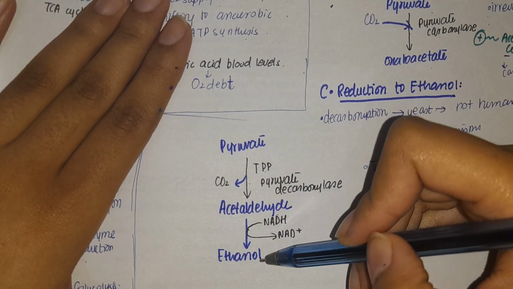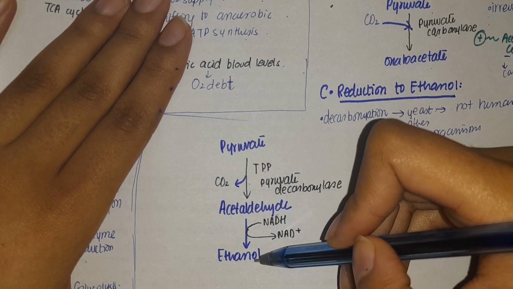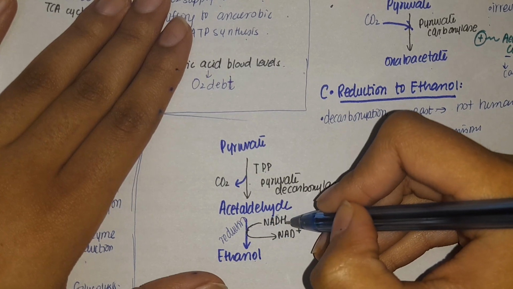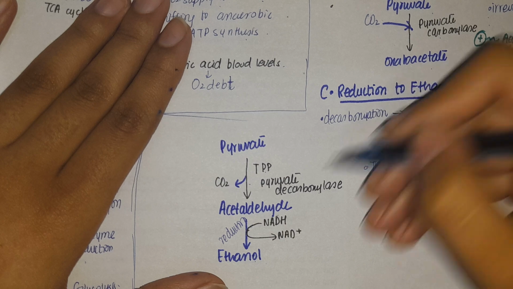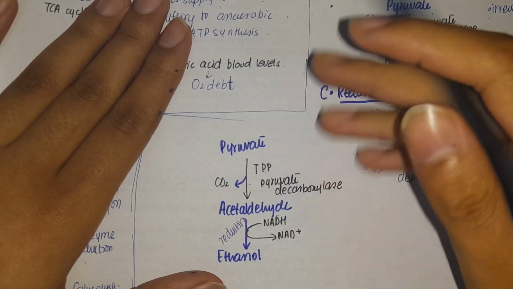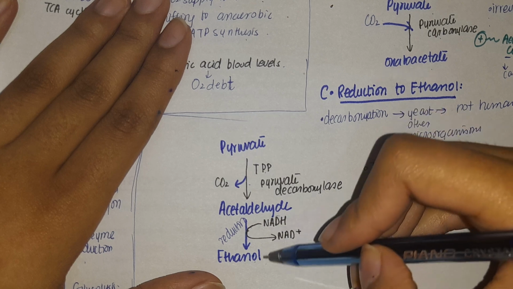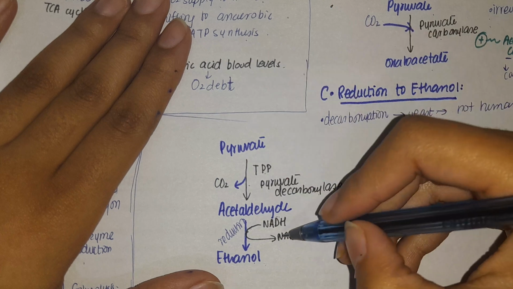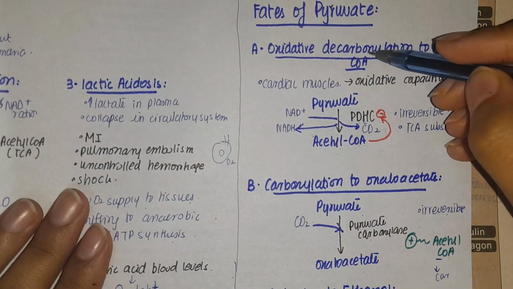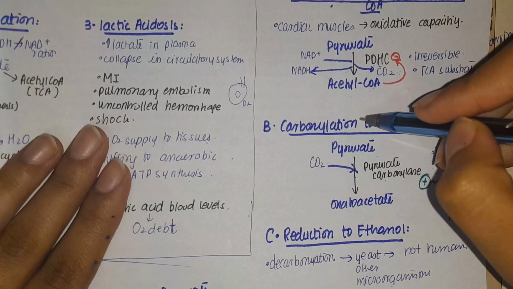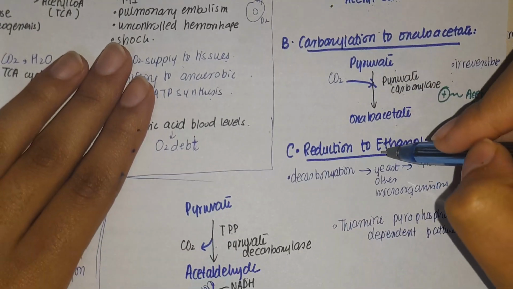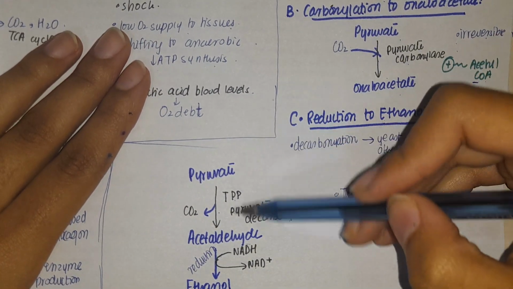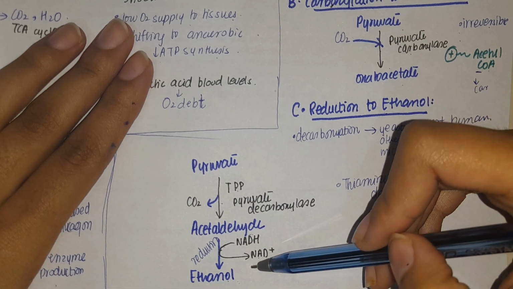Then acetaldehyde gets converted into ethanol by being reduced. This is a reduction reaction because hydrogen is being added to it. So this was it all. Pyruvate to acetaldehyde by pyruvate decarboxylase, and acetaldehyde to ethanol by reduction using NADH and producing NAD+. So the fates were either decarboxylation producing acetyl coenzyme A, carboxylation producing oxaloacetate, or reduction, which occurs not in humans but in other microorganisms, decarboxylating to produce acetaldehyde and reducing to produce ethanol.